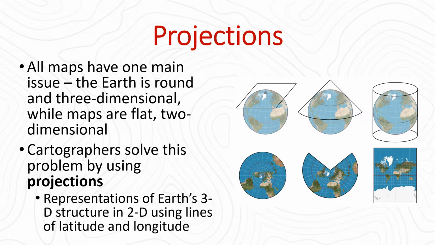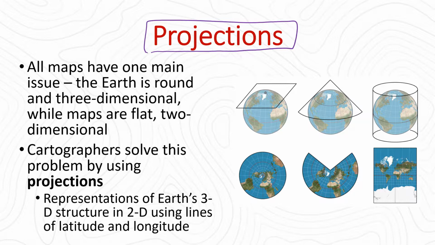So all maps have one main problem. The Earth is round and a map is flat. So how can you represent curves and corners on something that is a flat surface? Well, scientists have figured out that the way to do it is using something called a projection. It's just a representation of the Earth's 3D structure using special lines or special shapes. There's so many different types of projections out there, and they all have a different use, a different purpose, and they all have different things that they focus on when they look at the Earth.